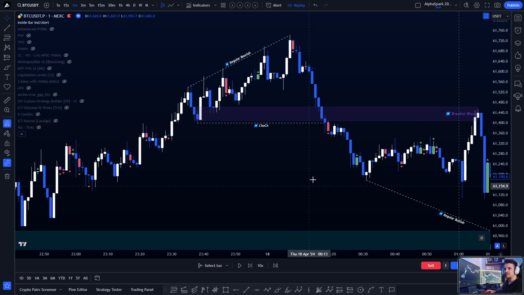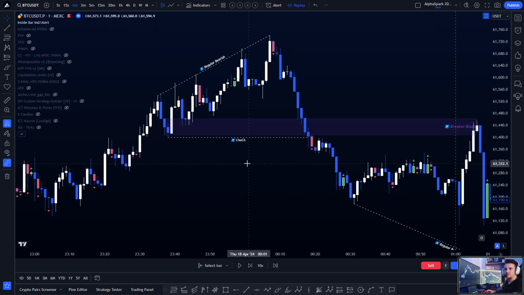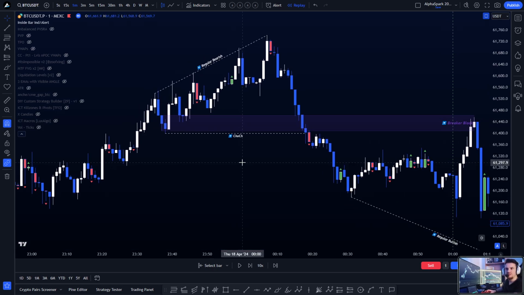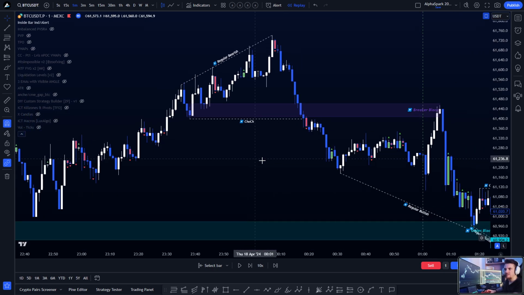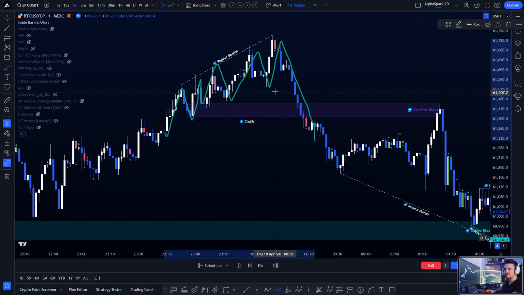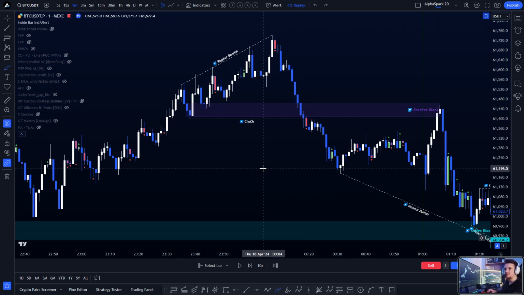And when we did eventually change structure, this is what I mean by something that is lower probability. You don't really know where you're going to get in, and the risk to reward wouldn't be as great. So when we change market structures here, this is your first confirmation of a change in market structure, right? Because we have been doing basically like this. This is the only time that we change market structure.